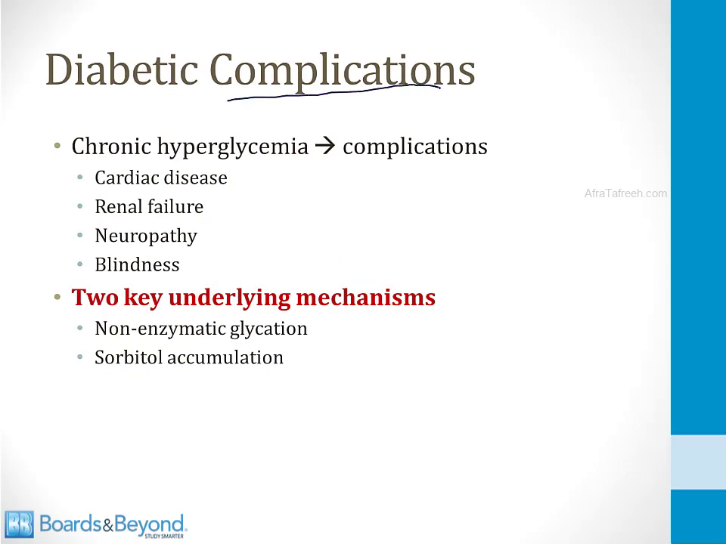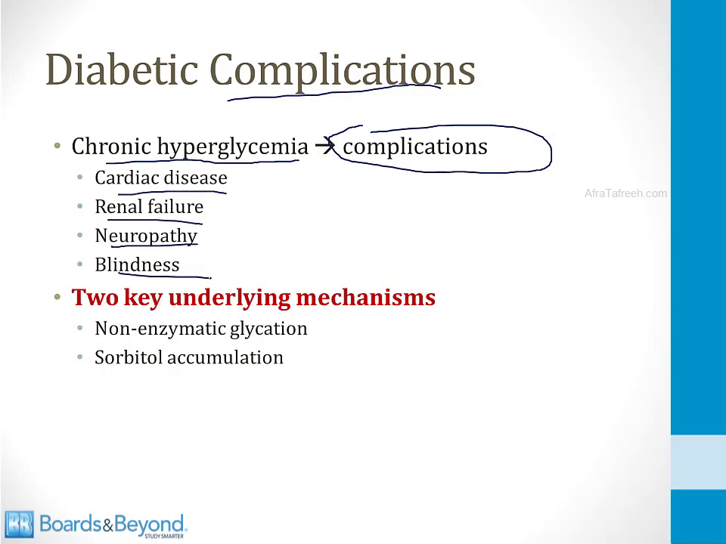Whether you have type 1 or type 2 diabetes, the chronic hyperglycemia leads to a common set of complications that occur in both disorders. This includes heart disease, kidney disease, neuropathy, and blindness. We'll talk about all of these things. What you need to know for step one, however, is that underlying many of these complications of diabetes are two key mechanisms. The first is non-enzymatic glycation, the second is sorbitol accumulation, and both of these probably play a role in many of the complications of diabetes.